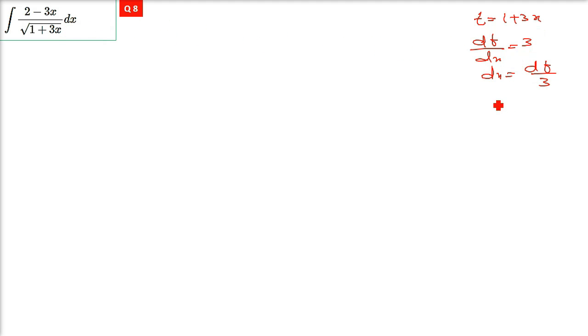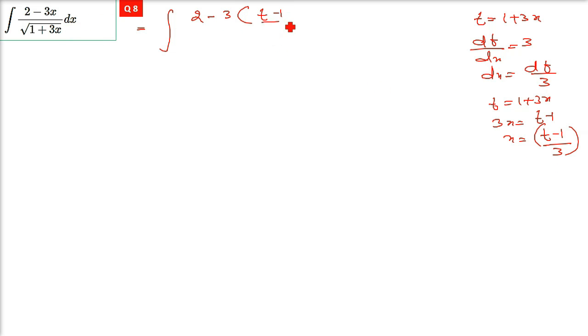This is the first thing. The second thing is, since t is 1 plus 3x, x has to be replaced by t. So we have to have a relationship between x and t, which is given by x equals t minus 1 by 3. And that's what we are going to place in the original equation. So 2 minus 3 into t minus 1 by 3, divided by under root of t, and in place of dx, it's dt by 3.